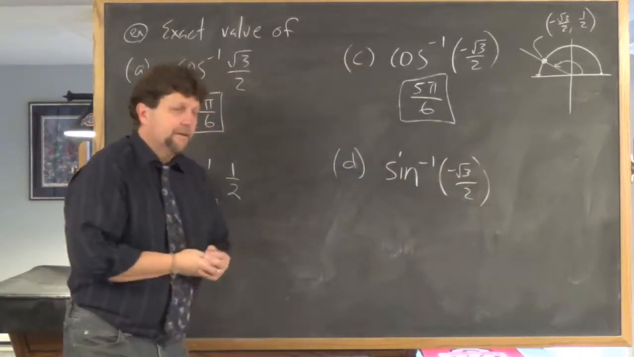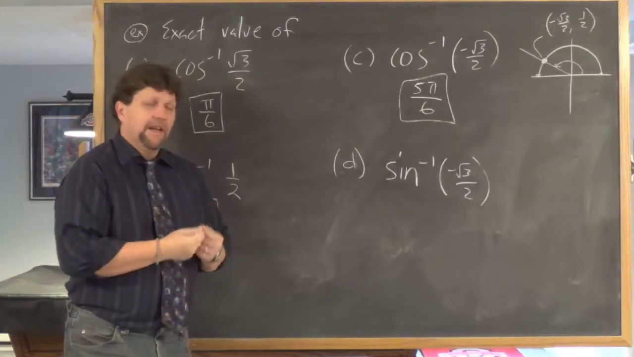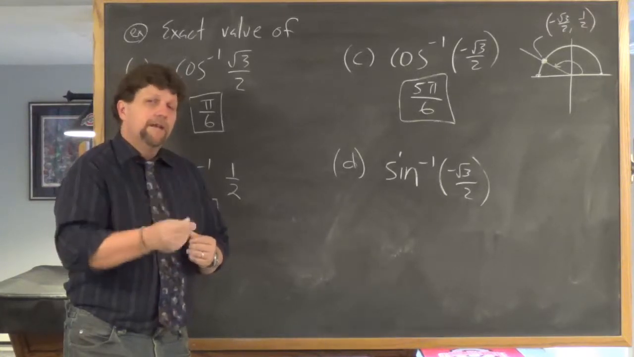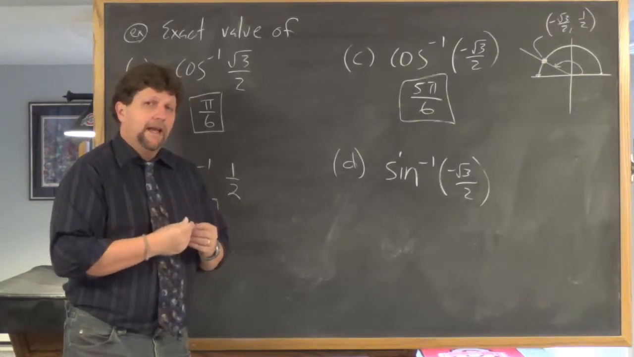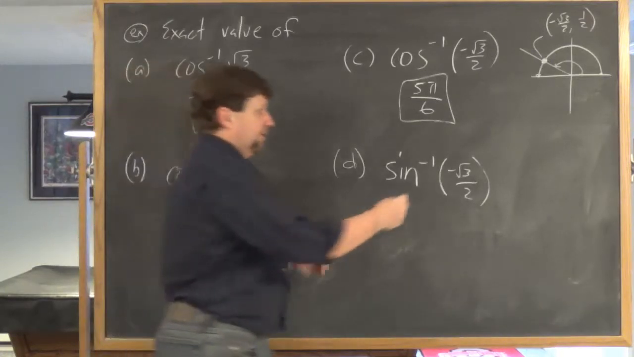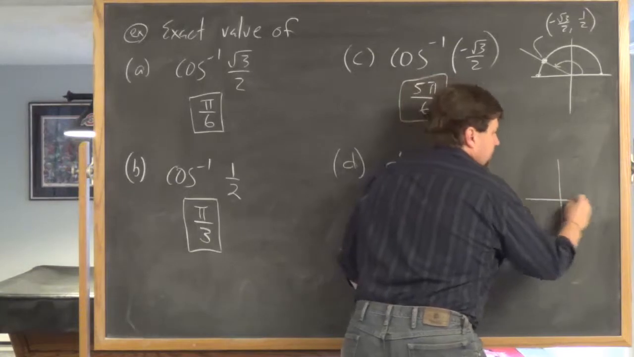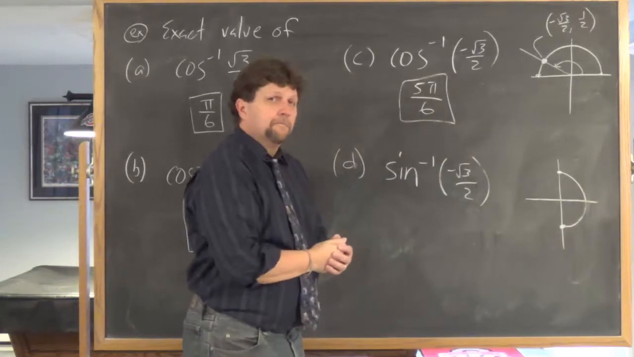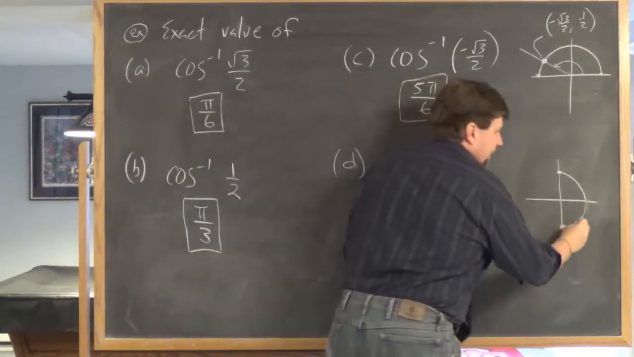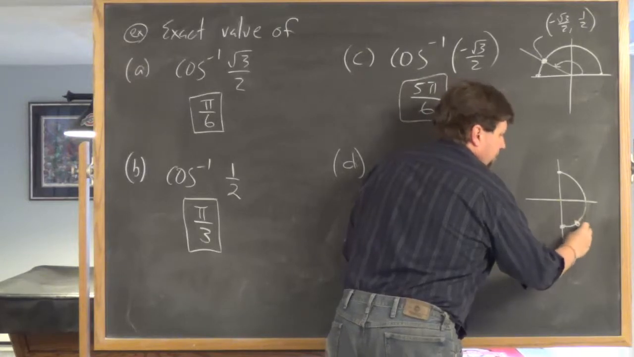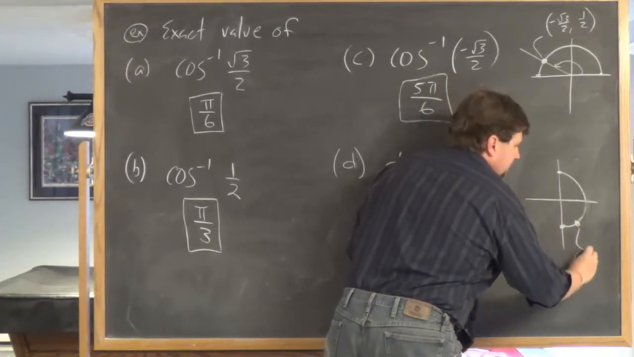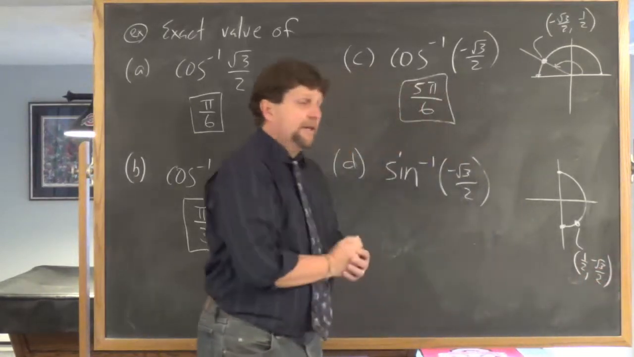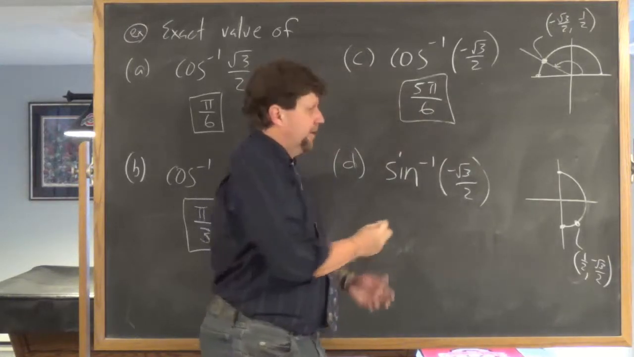Just to keep us honest, what's the inverse sine of negative square root 3 over 2? Remember, inverse sine is looking for an angle on the right half of the unit circle. I think this point right here has coordinates of 1/2, negative square root 3 over 2. That's the point for me here.